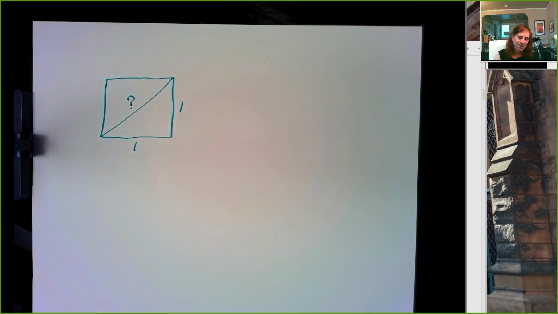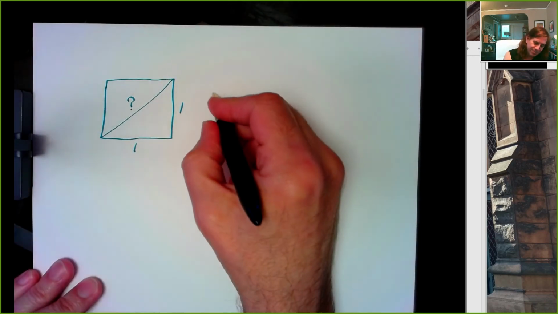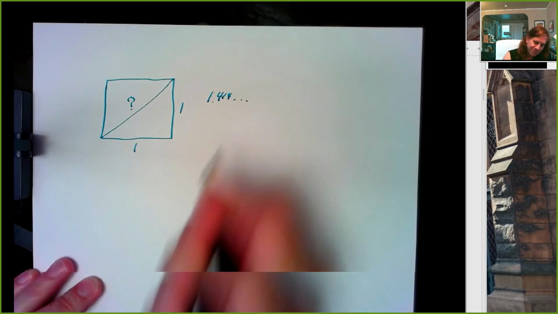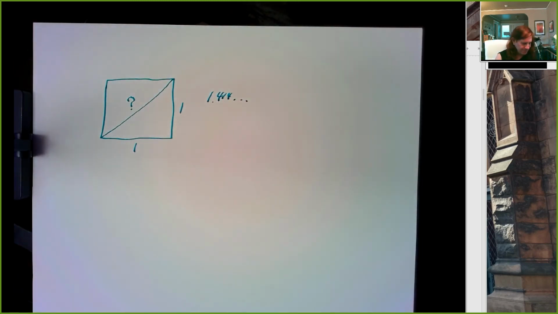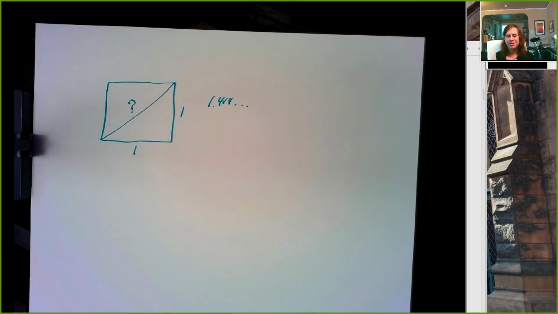Well, they measured it, and it was about 1.414 something. And they wanted to know, what's the exact value? What's the exact ratio? Is it 141 over 100? No, it's a little more than that. It's a little less than 142 over 100. And they started looking for the pair of integers whose ratio described this length. And they couldn't figure it out.